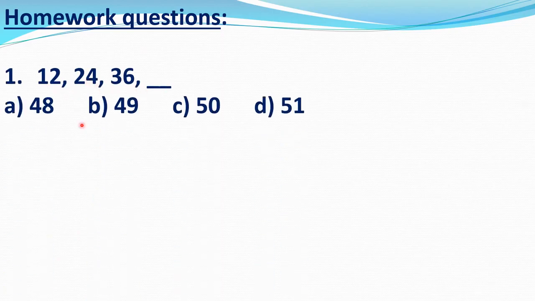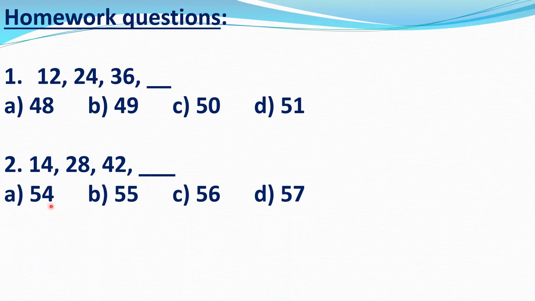Now the homework questions. So beta, I am giving you homework and you have to do these questions according to these number series. Question 1: 12, 24, 36 and you have to find out the next number, and our options are A 48, B 49, C 50 and D 51. In question number 2, 14, 28, 42 dash and options are A 54, B 55, C 56 and D 57.